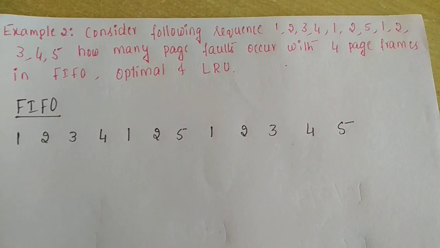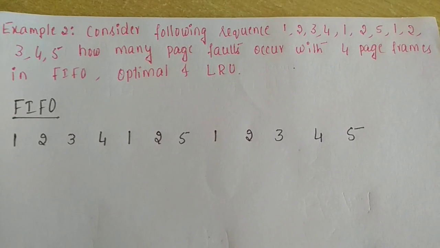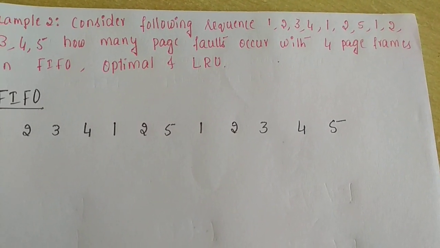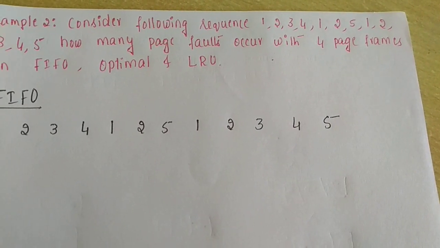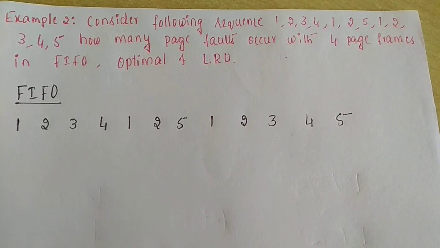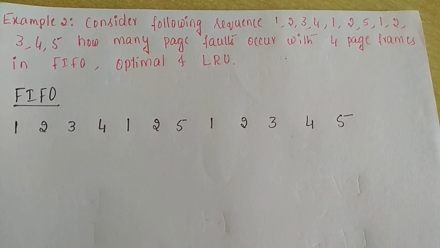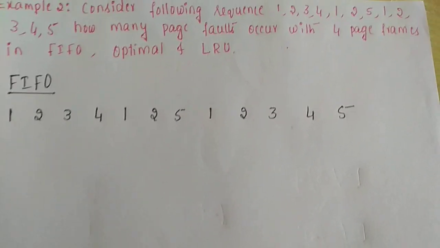We'll see the second example in page replacement algorithm. Consider the following sequence: 1, 2, 3, 4, 1, 2, 5, 1, 2, 3, 4, 5. It's a reference string given. How many page faults occur with 4 page frames in FIFO, Optimal and LRU?